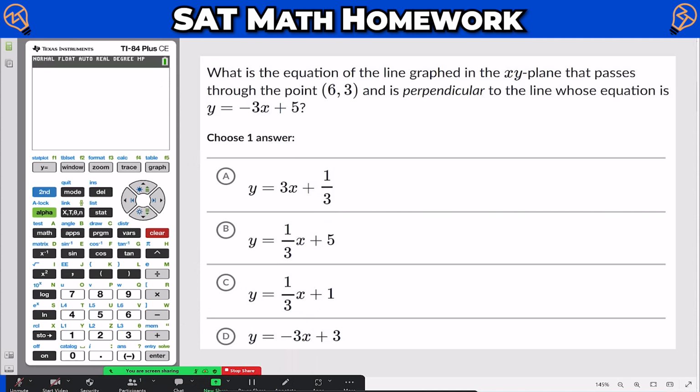So when they talk about a line that goes through a point and is perpendicular, well, if they said parallel, it would have the same slope as this line. So a parallel slope would be -3, but perpendicular means the slopes are going to be opposite reciprocals. So the opposite of a negative is a positive, and the reciprocal of 3/1 is 1/3. So now we have the point and a slope.